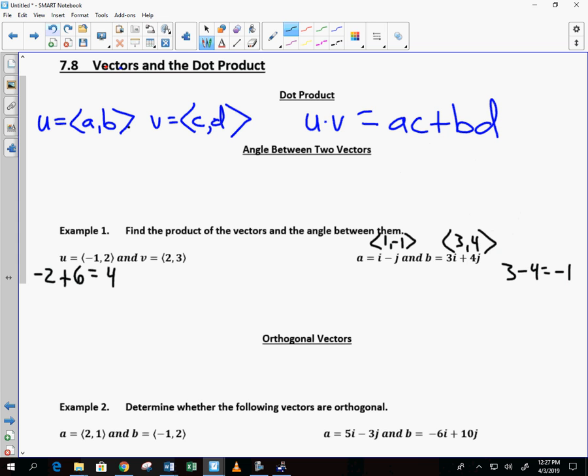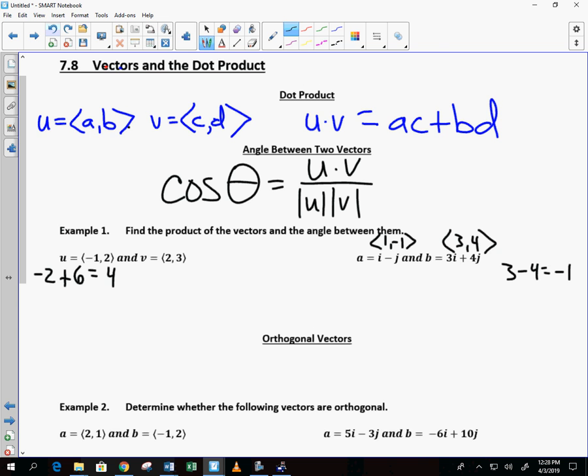Shubashma. The angle between two vectors, that's a proof that I'm not ready to show you, but I can give you the formula. Okay? Angle between two vectors, we set up cosine of theta is equal to, and we do the dot product, u times v. But we divide it by something. We divide it by the magnitude of u times the magnitude of v. And there we have it.